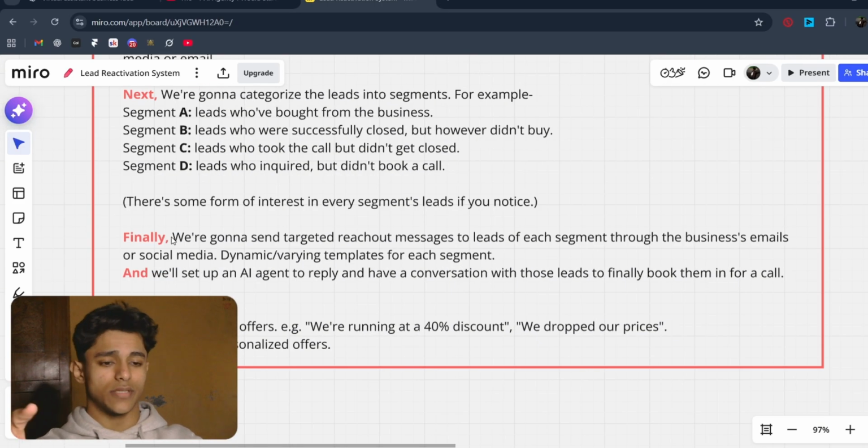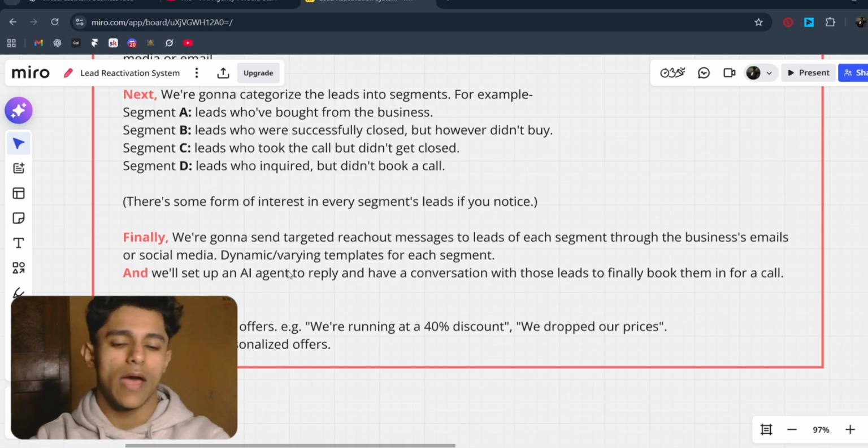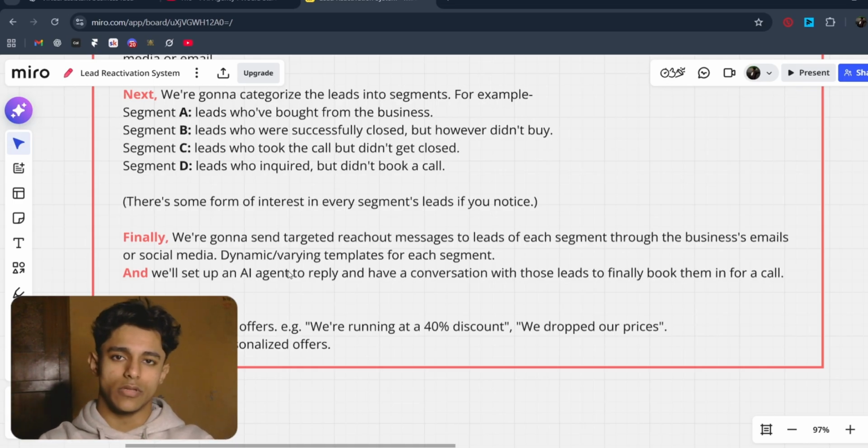Now, finally, we're going to send targeted outreach messages to leads of each segment through the business's emails or social media, with dynamic or varying templates for each segment. Because we're going to reach out to all these leads, we're going to categorize them into these four segments, and we're going to have some email templates, some reach out templates personalized for each of these segments to make sure that our reach out message is connecting as much as it possibly can with the prospect or with the lead.